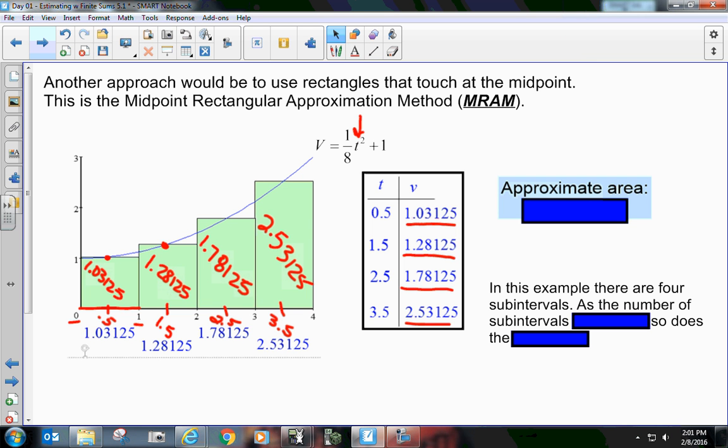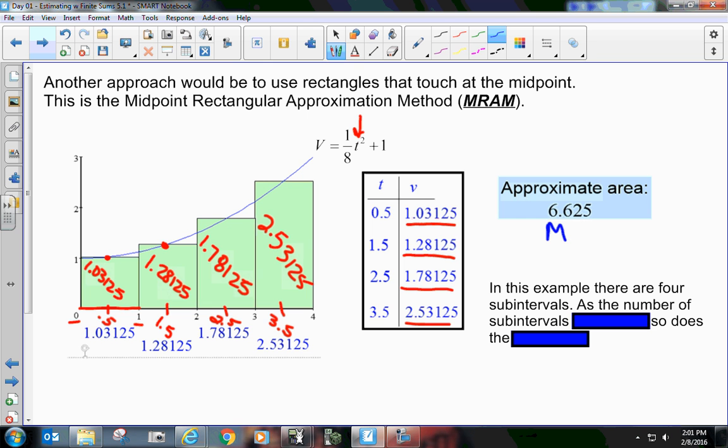So if I add up all those areas, you can't do that quickly in your head, but it's fractions, guys, come on. That approximate area is 6.625. Now, this is our MRAM right here. What is our LRAM? And what was our RRAM? There you go. Way to recover.